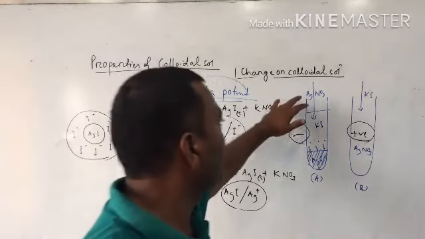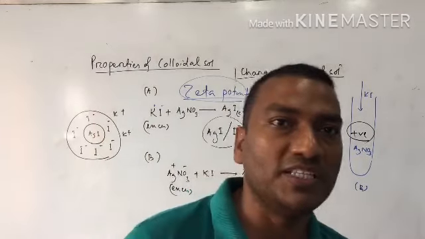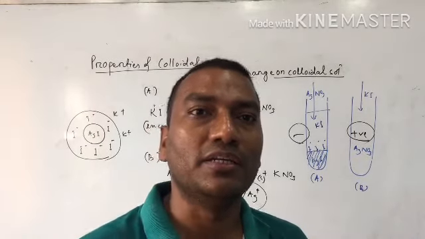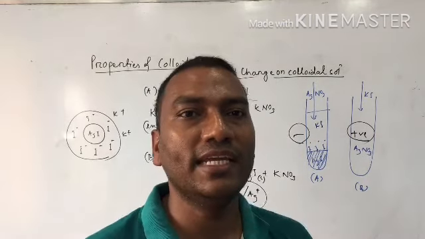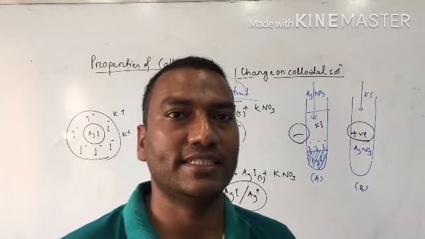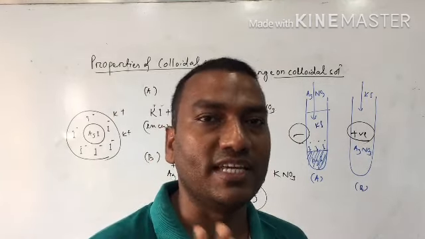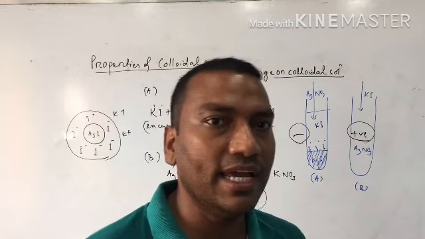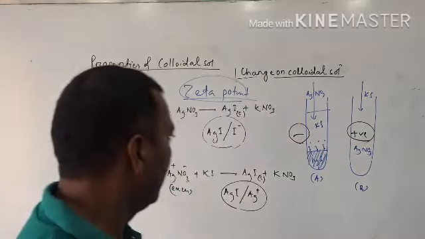When AgNO3 and KI are used, always remember that whichever is present inside the test tube, its number is always more. Whatever we are adding, its number is always less. Clear? The cause of charge is due to preferential adsorption, the double layer, and the potential difference is known as zeta potential.